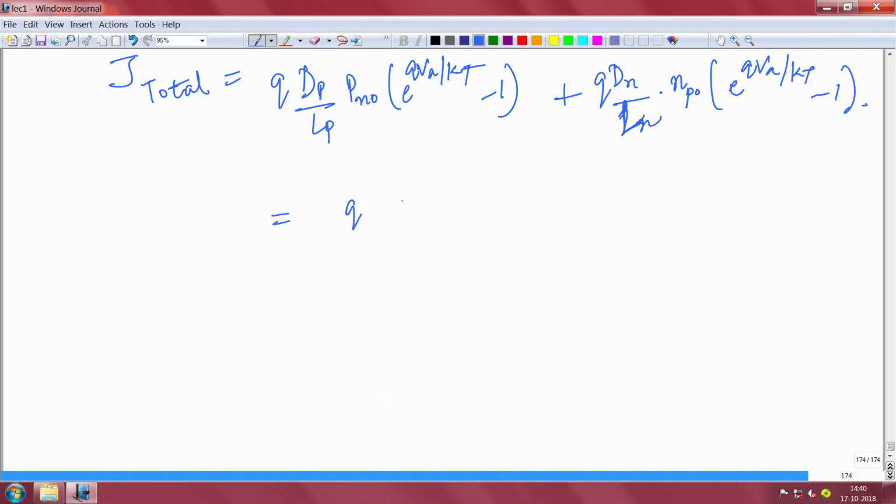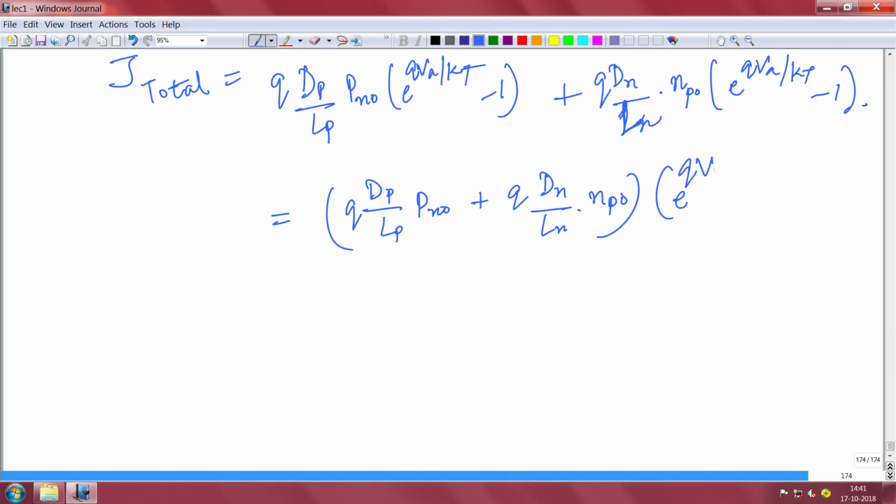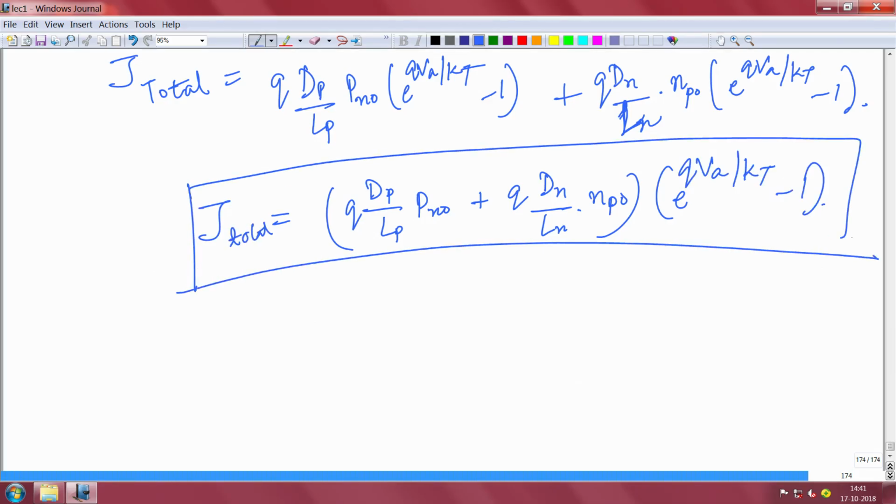I can write it as q D_p by L_p p_n0 plus q D_n by L_n n_p0, into e to the power qV_A by kT minus 1, is given by the total diode current, which is independent of x. Of course, current cannot depend on x, it has to be constant everywhere, the total current has to be constant. So, this does not depend on x, but it depends on the applied voltage V_A exponentially. You see this quantity exponentially.